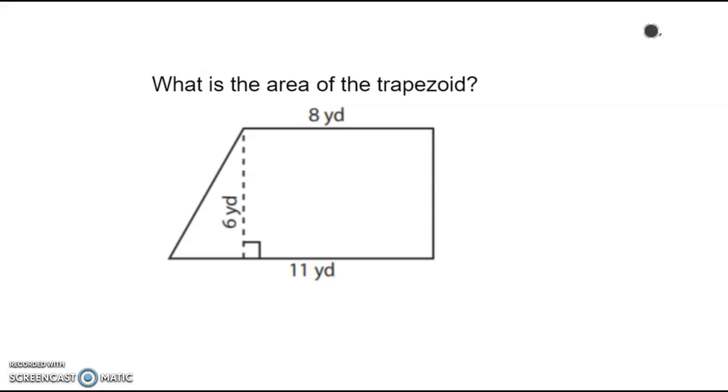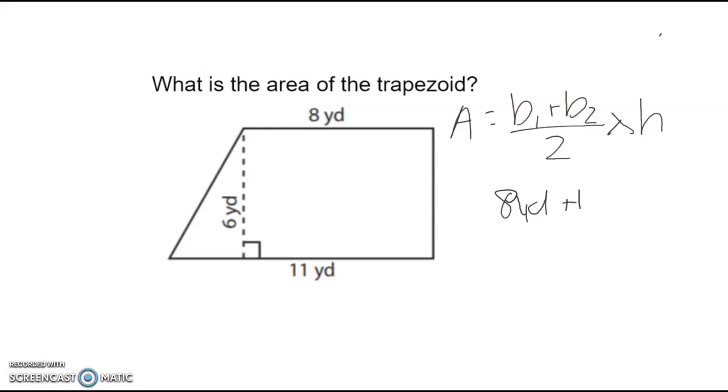So in order to find the area of the trapezoid, the formula is base 1 plus base 2 divided by 2 and then multiplied by the height. So here I have base 1 is going to be 8 yards, base 2 is 11 yards. We'll divide that by 2, and that's going to be multiplied by the height, which is 6 yards.